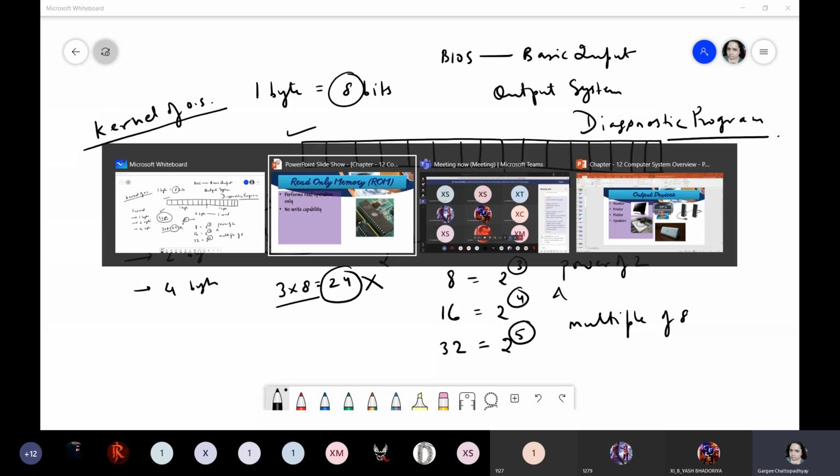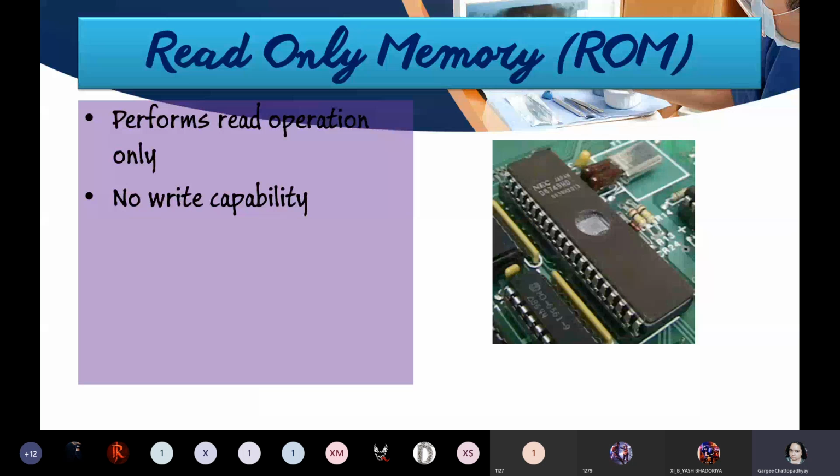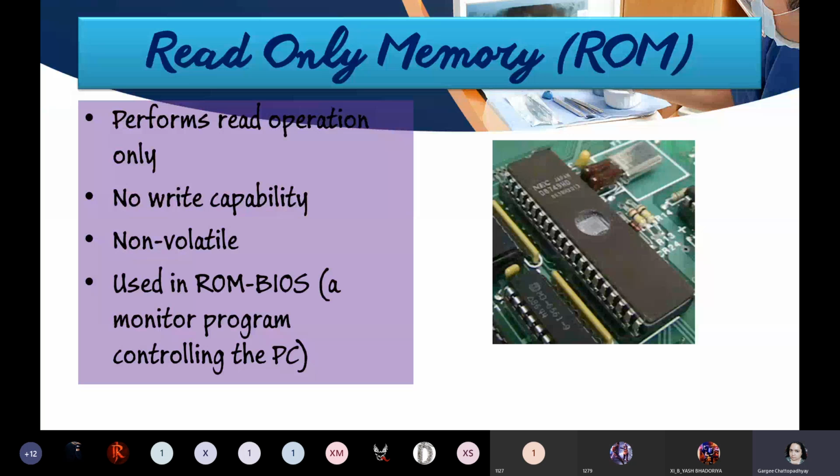So that is why all this program is embedded into the ROM right at the time of its manufacture, and we cannot change it, but we can perform read operation from there. That's why no write capability. It is non-volatile. It remains permanently stored there, used in ROM BIOS, a monitor program for controlling the PC.